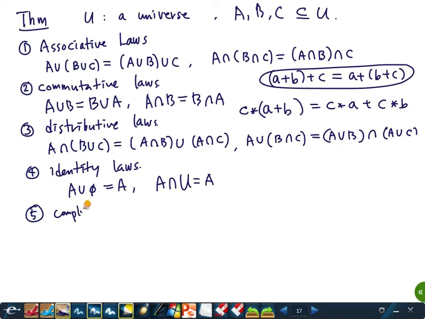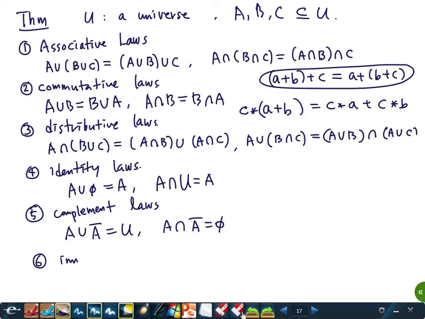And complement laws. That means A union A complement equals the universe. A intersect A complement equals the empty set. 6, idempotent laws. A union A equals A intersect A equals A.